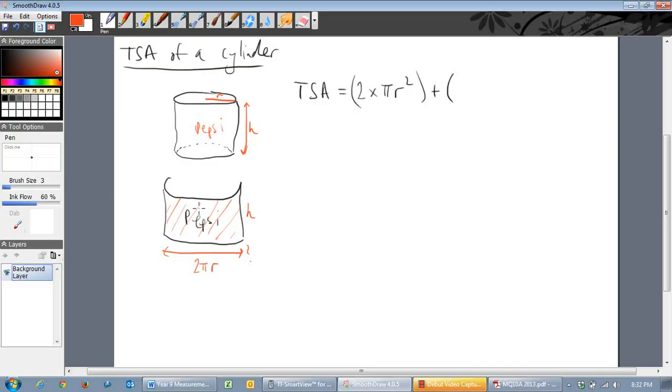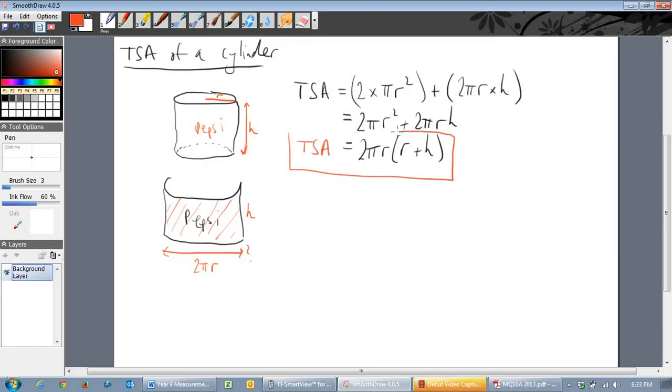So the area of this rectangle is just height times width, in other words, 2 pi r times h. And there's your total surface area of a cylinder. So we can write this as 2 pi r squared plus 2 pi r h. And there's a common factor of 2 pi r, which makes it a little bit simpler. You can take 2 pi r out, r plus h. And if you're working it out, that's probably your best formula to use. Total surface area equals that.